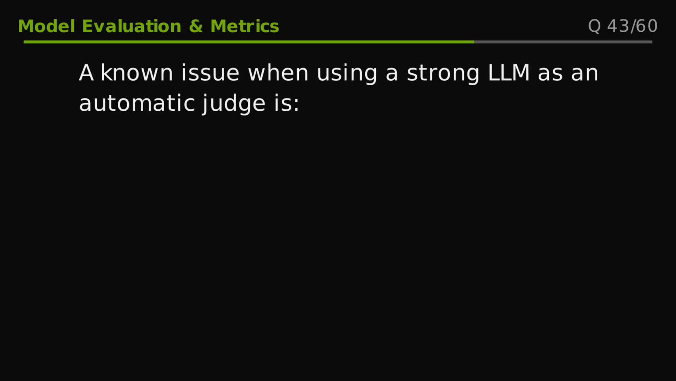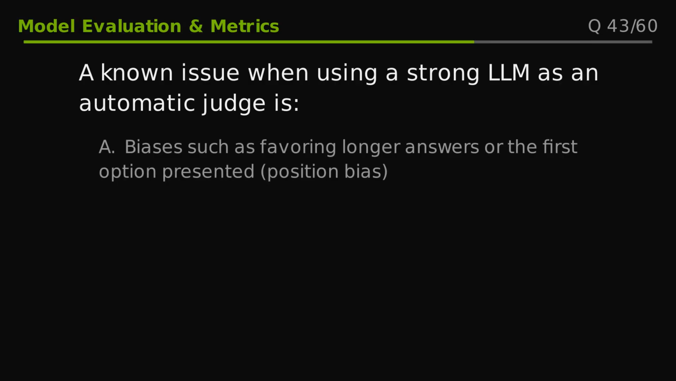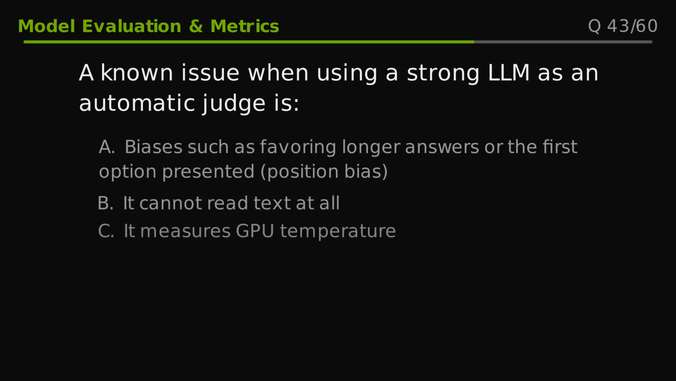Question 43. A known issue when using a strong LLM as an automatic judge is option A, biases such as favoring longer answers or the first option presented, position bias. Option B, it cannot read text at all. Option C, it measures over temperature. Option D, it requires no prompt.